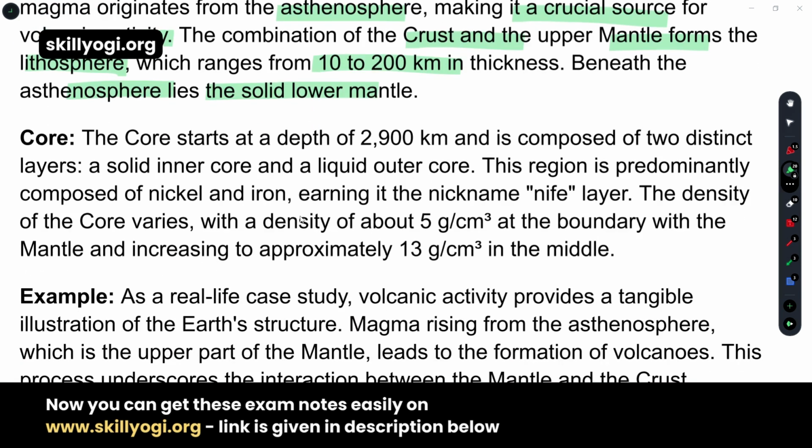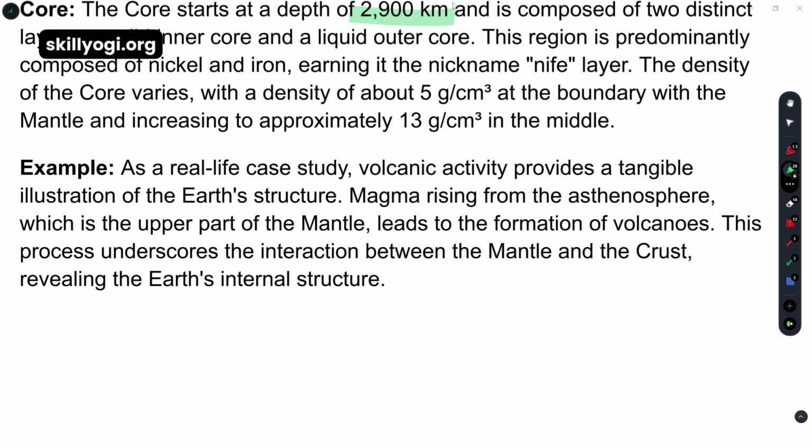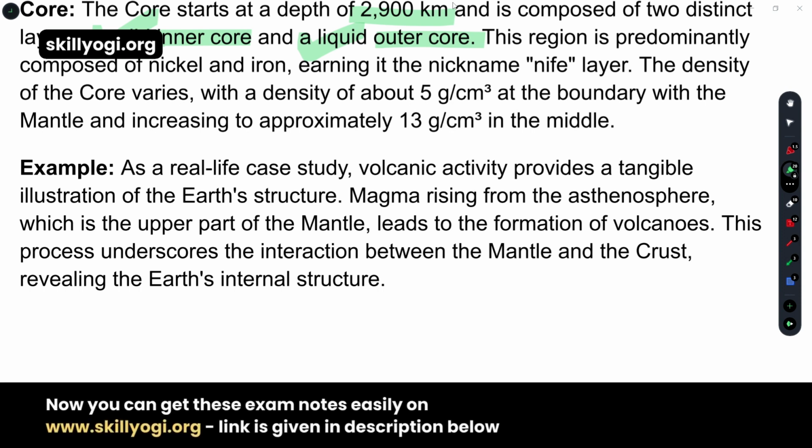Come to the last part, which is the core. It's at a depth of 2900 km, and is composed of two distinct layers. The first one is the inner core, and the last one is the outer core. The inner core is a solid layer and the outer core is a liquid layer. This region is predominantly called the Nife layer. Why is it called Nife? Because nickel, Ni, and iron, whose symbol is Fe, so Ni plus Fe is called the Nife layer.